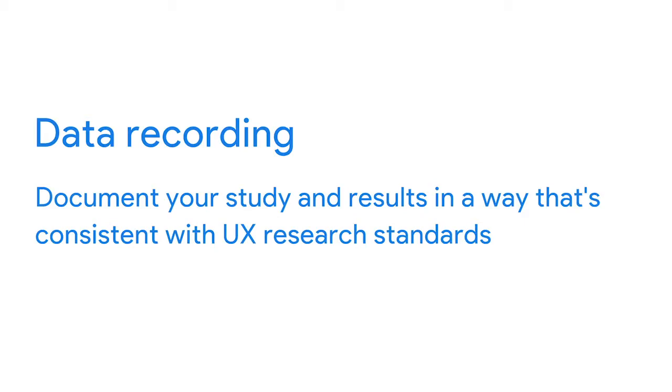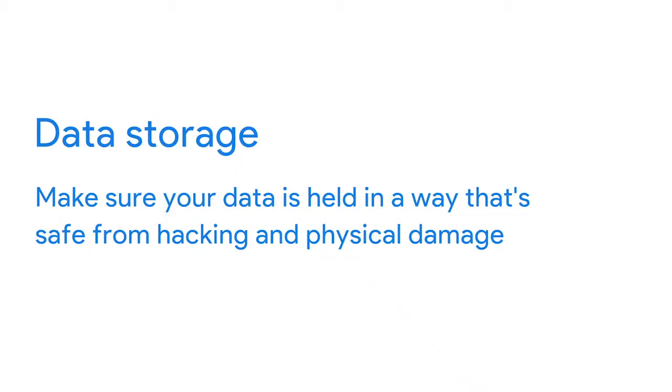It's important to document your study and results in a way that's consistent with UX research standards. Consistent documentation makes it easier to compare the results of any future studies and helps protect you and your company in case of an audit. An audit is a review from an outside party to inspect and verify that research involving people is ethical and follows the study protocol. The second concern is data storage.